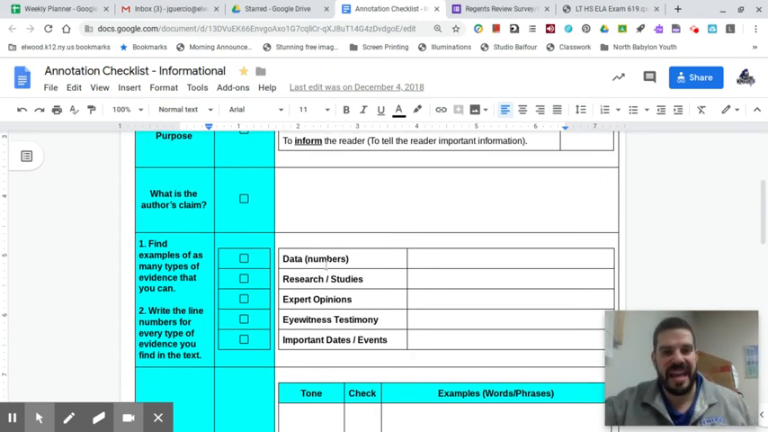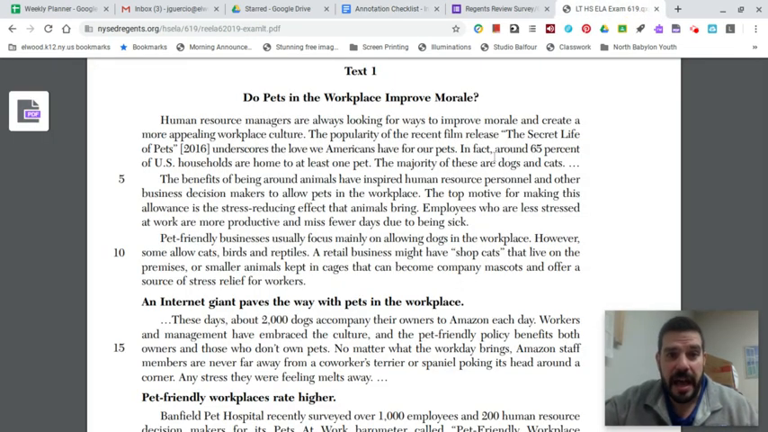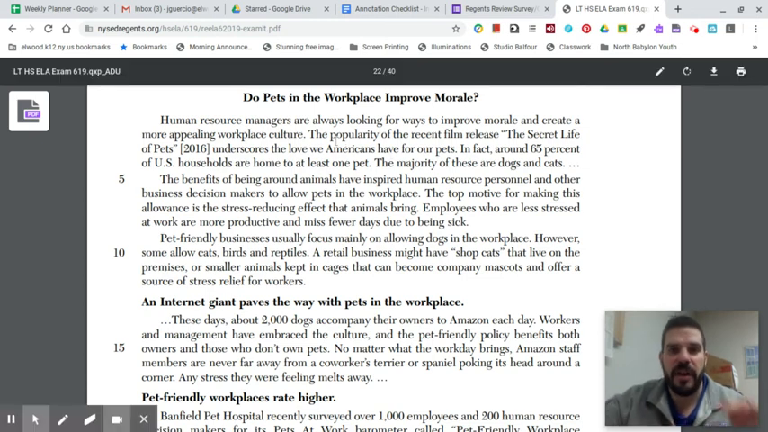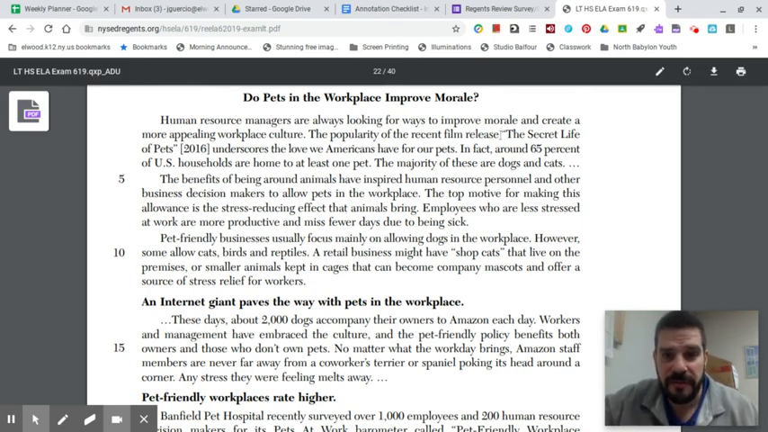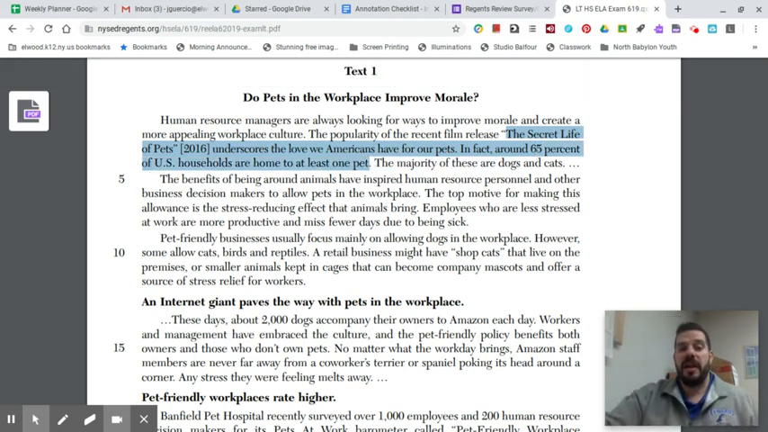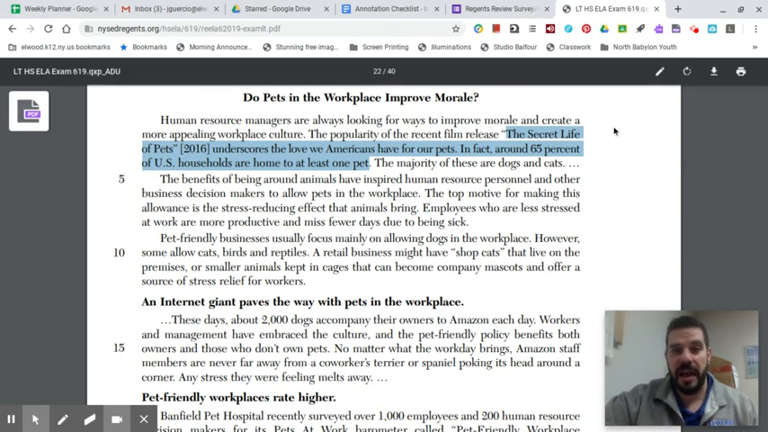To give you an example, I have a Regents exam open here. The first thing I notice, when I look at this paragraph without even reading it, is I see The Secret Life of Pets, in quotes, underscores the love we Americans have for our pets, in fact. And then I also notice the number 65 and US households. Well, that's evidence right there. So if I'm on the exam, I'm highlighting that, and I just might write the word data in the side over here. Or maybe I make the percent sign and then I label it number one for the argument essay. That's all we're doing with this at this point.